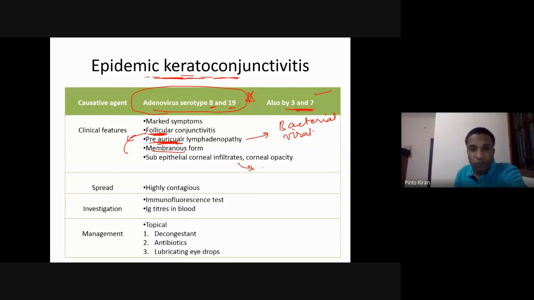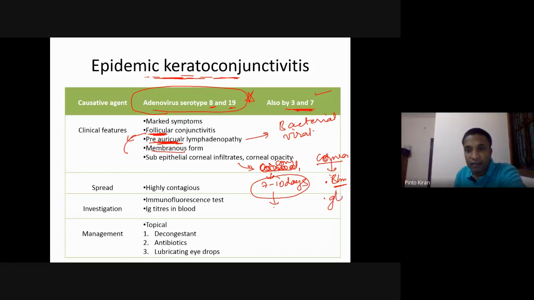See, this has two phases. First is a conjunctival phase that lasts for almost 7 to 10 days. Then the corneal phase begins after 7 to 10 days, and the patient will have blurred vision. Till that time, the patient will have only discharge and discomfort. Then the patient will start developing blurring of vision and glare.